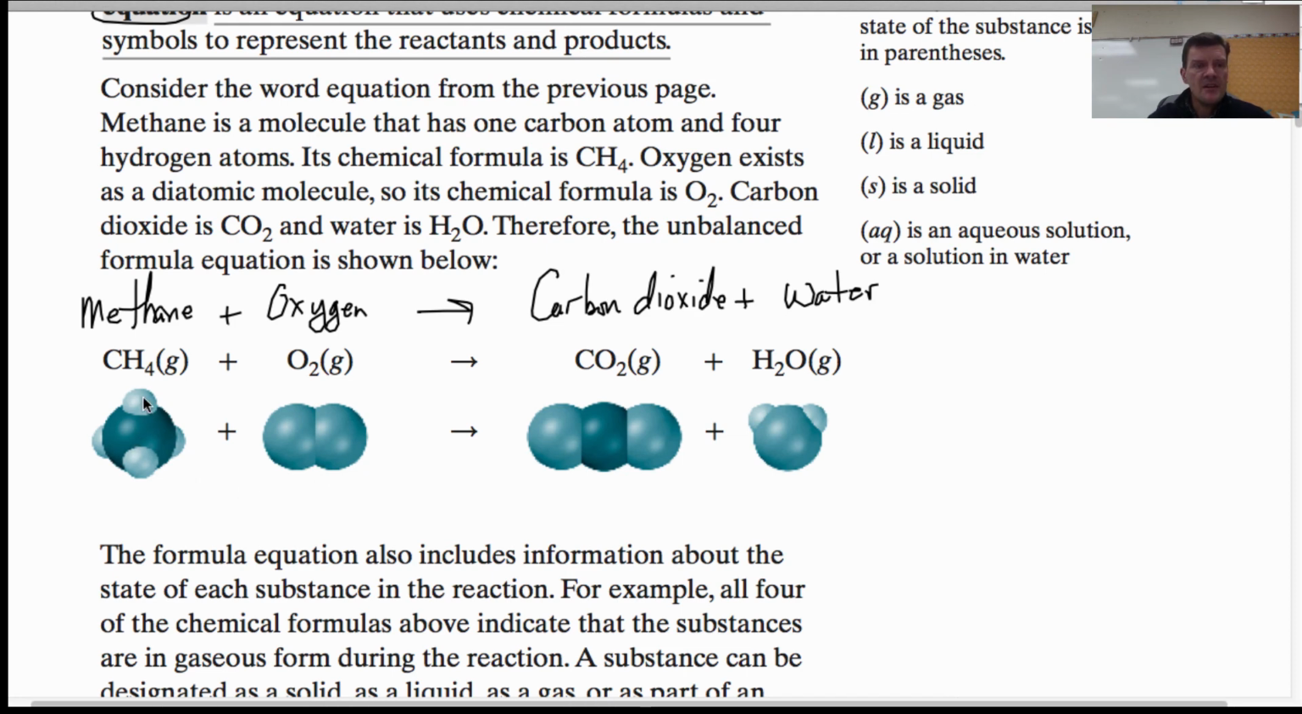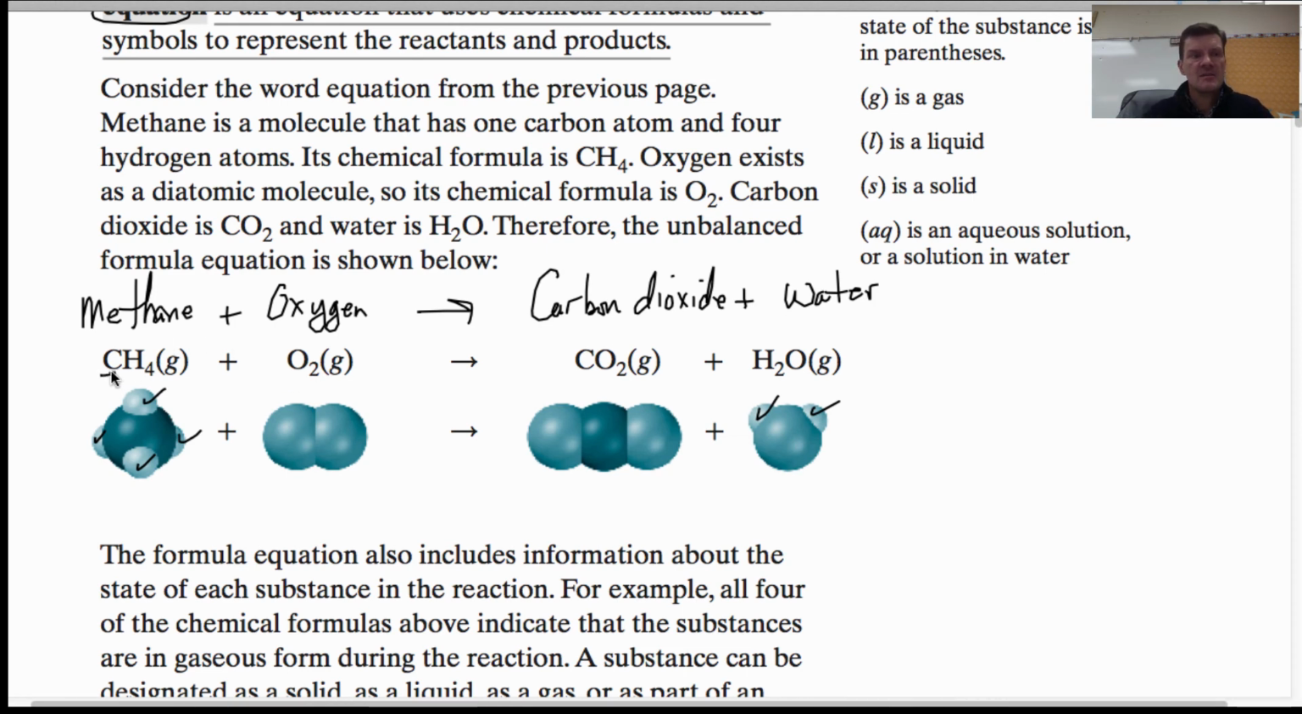You have 1, 2, 3, 4 hydrogens over here. On this side, we only have 1, 2. So we're going to have to do something in order to balance the number of hydrogens there. What you probably want to do in this situation is leave hydrogen and oxygen until last. That's my suggestion to you. So let's first look at anything that's not hydrogen and oxygen.